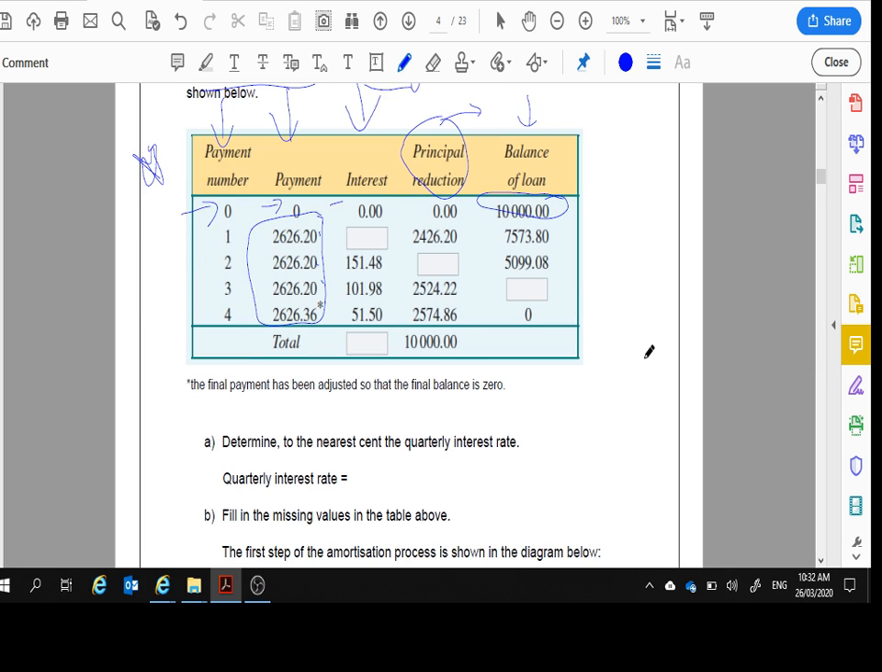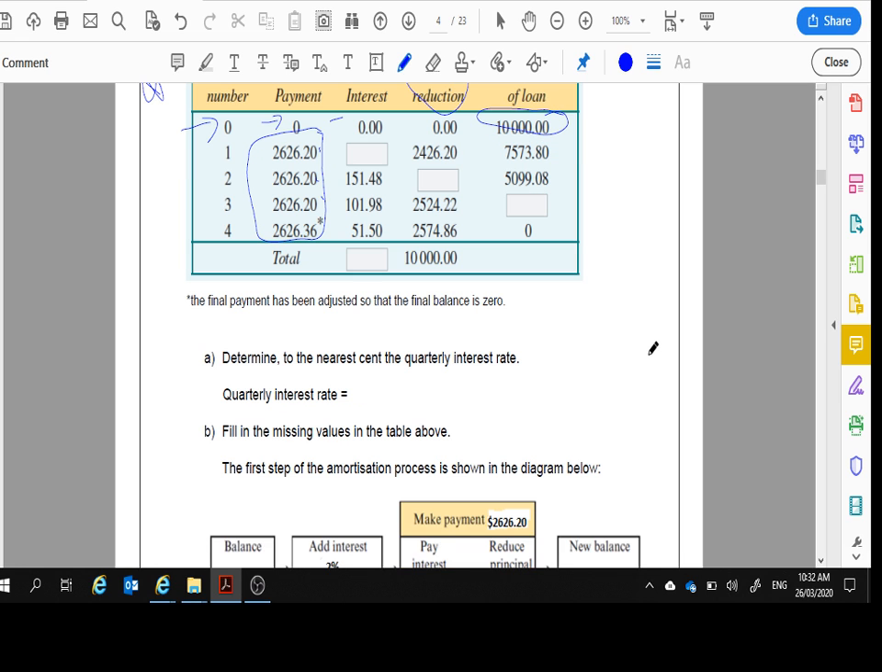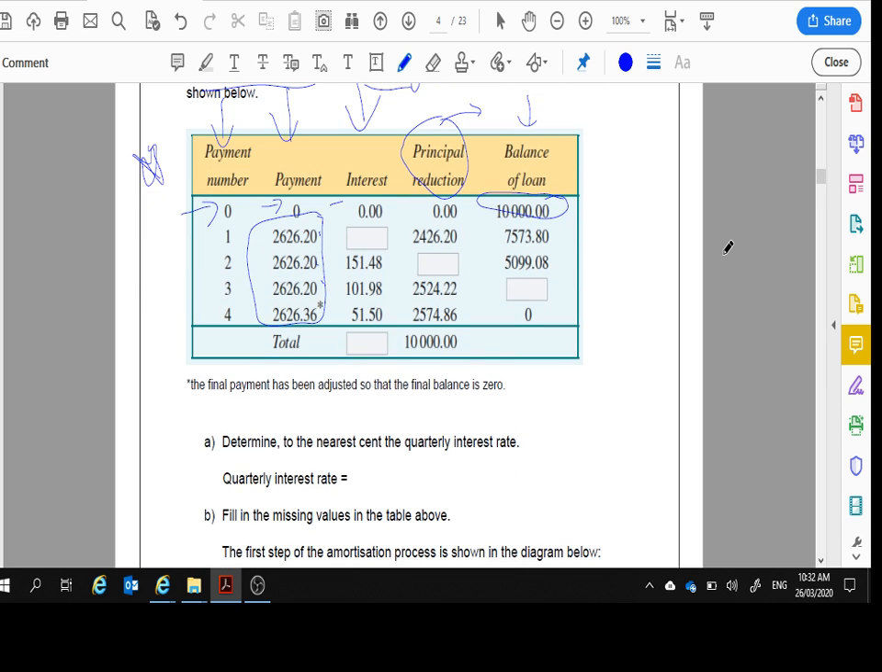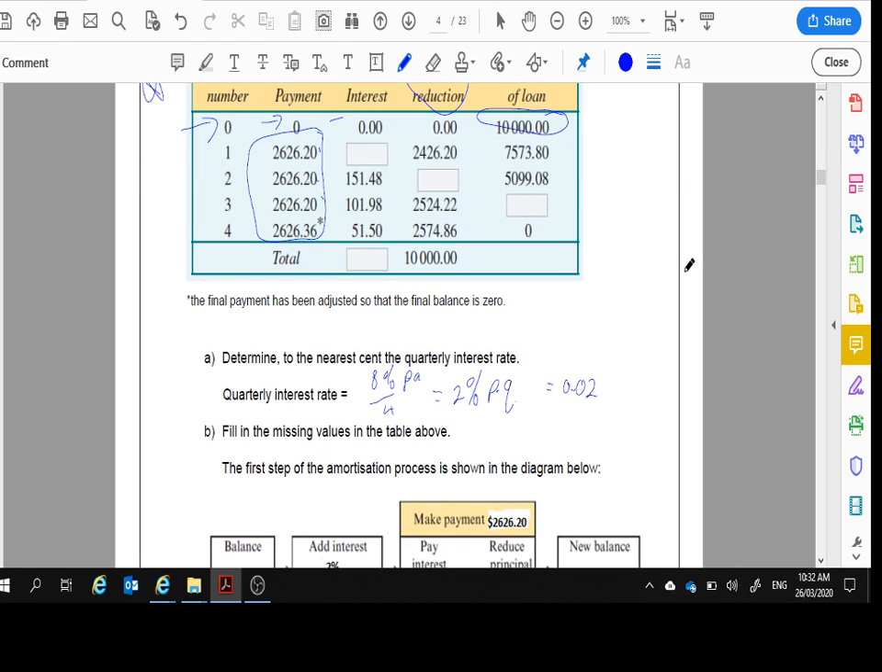Okay, determine to the nearest cent the quarterly interest rate. Well, it's 8% a year. For the quarter, we're just going to divide that by 4. So 8% per annum divided by 4, which means it's 2% per quarter. I want it as a decimal, divide that by 100, which equals 0.02. Find the missing number values in the above table.